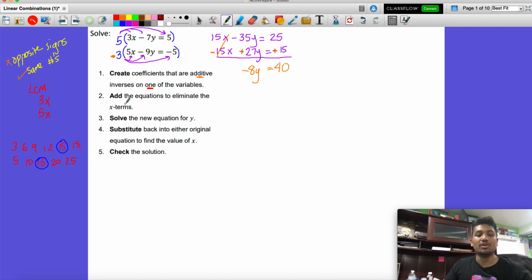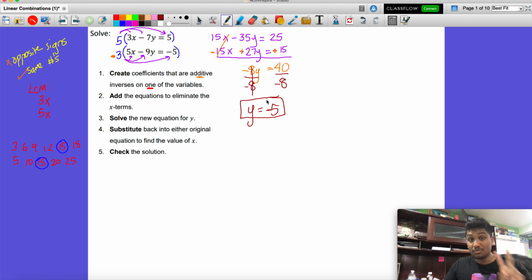Then after that, we're going to solve for any of them. Now, we're solving for y, so we just want to get this by itself. Divide both sides. Okay, and we get that y is equal to negative 5. Right? Then what do we do?